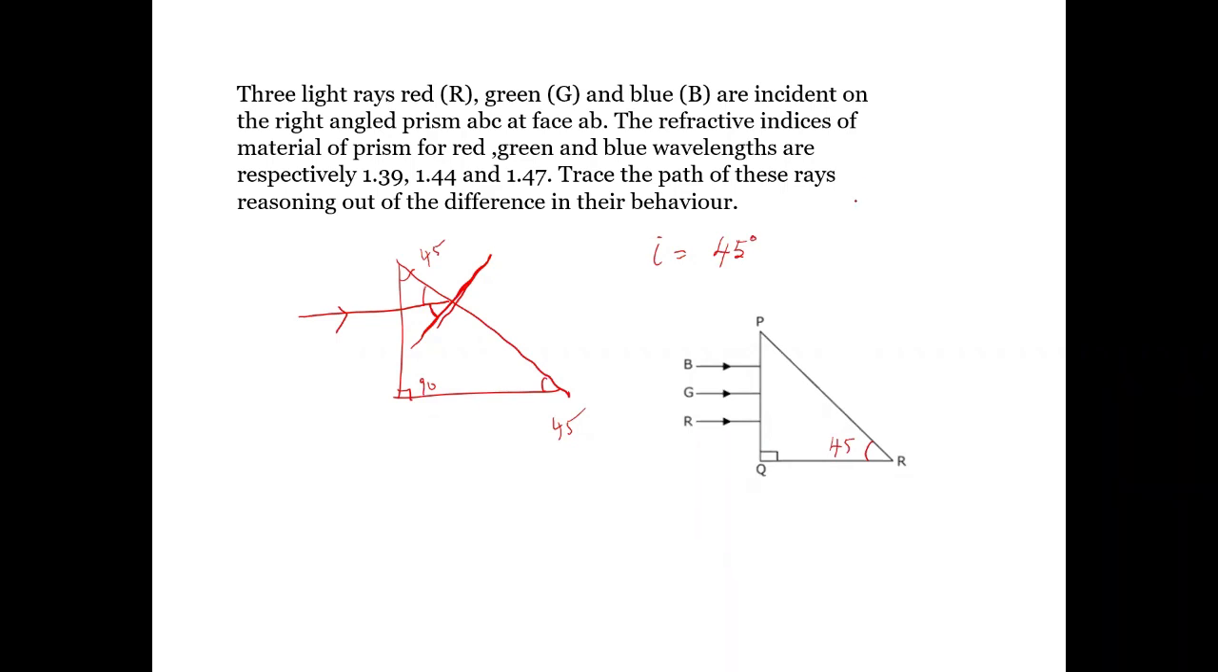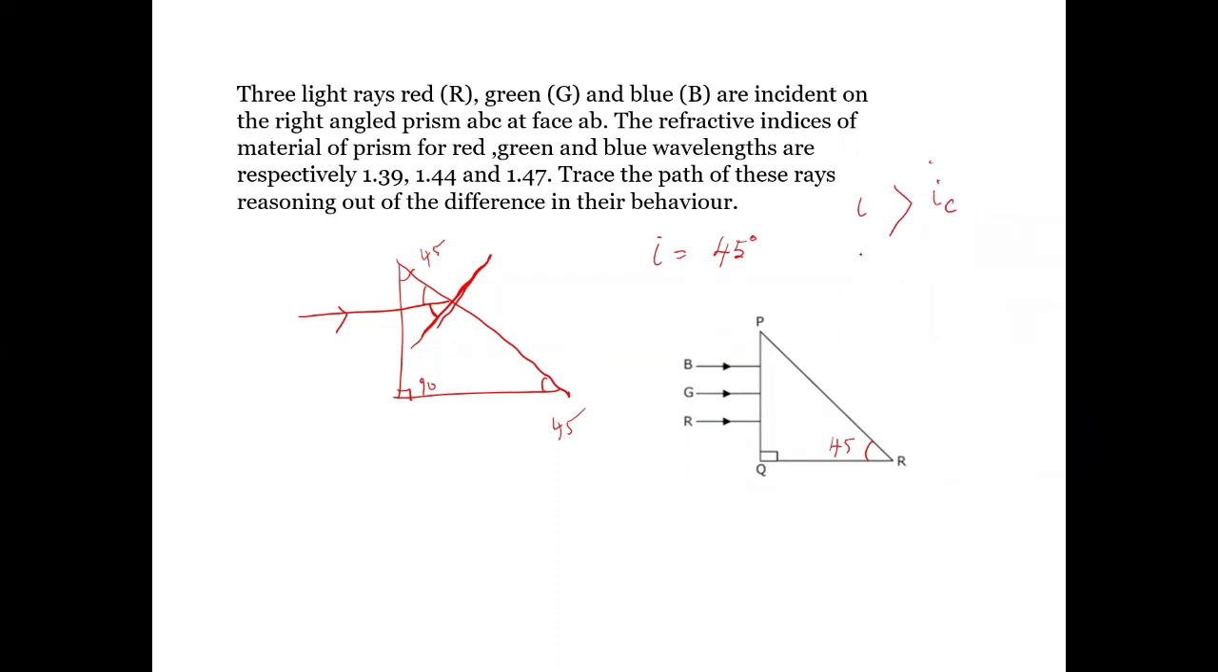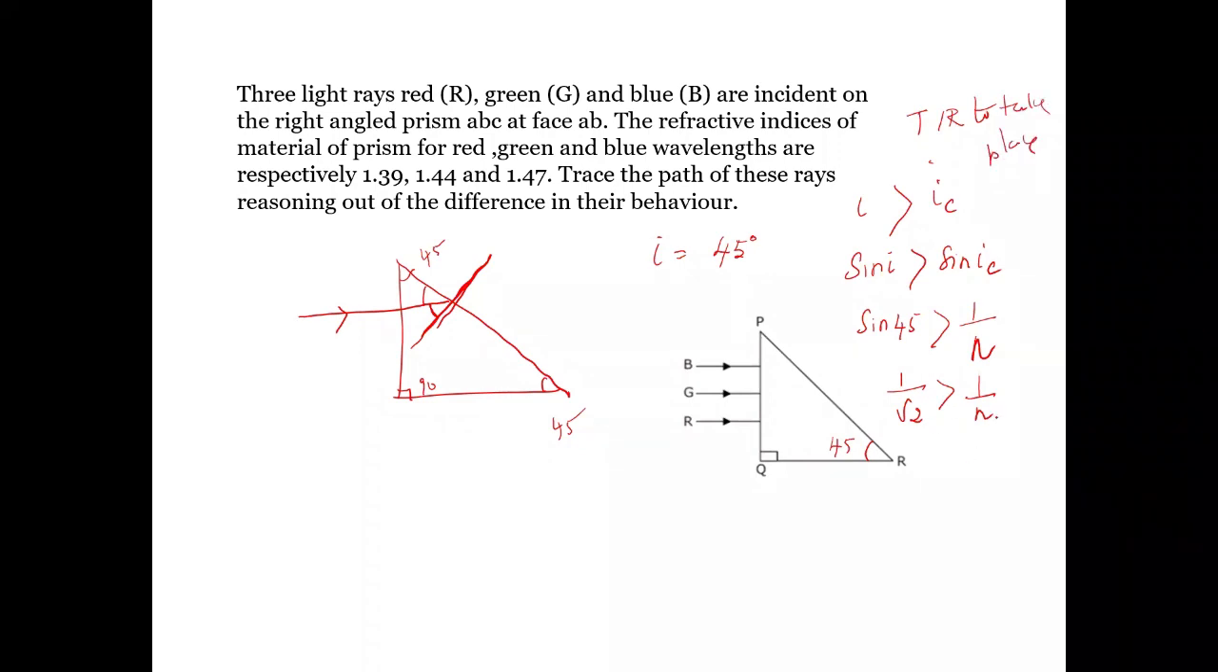Okay. So what is the condition for total internal reflection? Angle of incidence should be greater than critical angle. I greater than IC. Correct? So sin I greater than sin IC. Follow this method only. What is sin I? Sin 45. What is the relation between critical angle and refractive index? Sin IC you can write as 1 by n. So 1 by root 2 is greater than 1 by n. So for TIR to take place, what is the condition I am getting? 1 by root 2 greater than 1 by n. So n should be greater than root 2, correct? Am I correct?